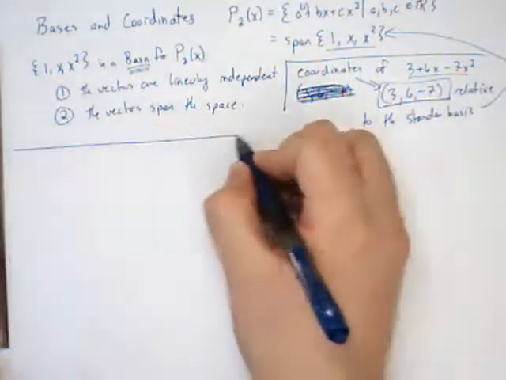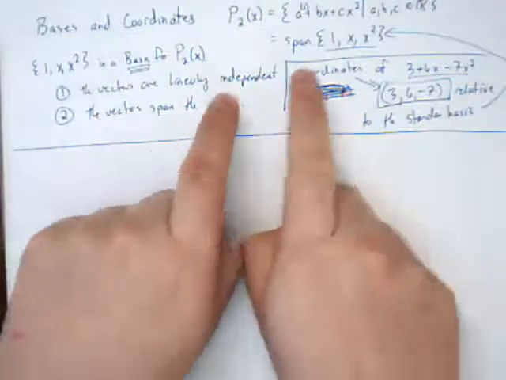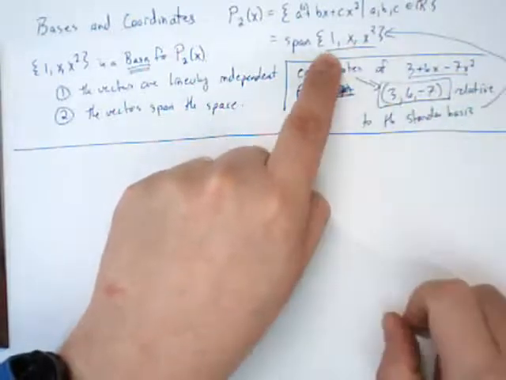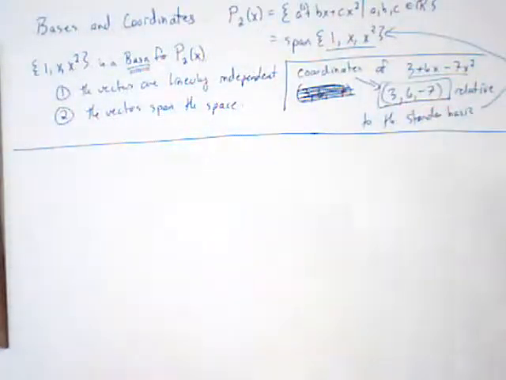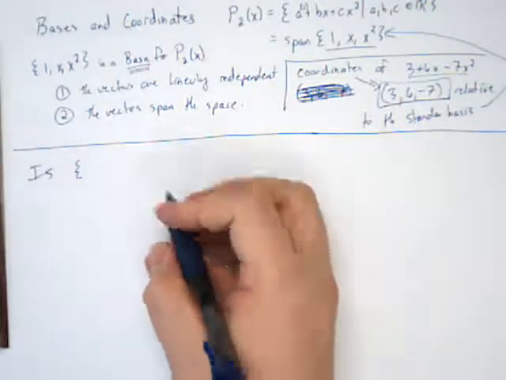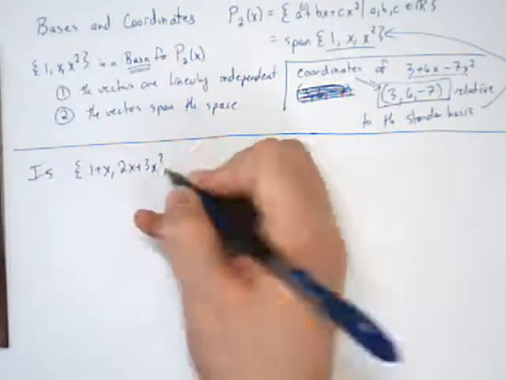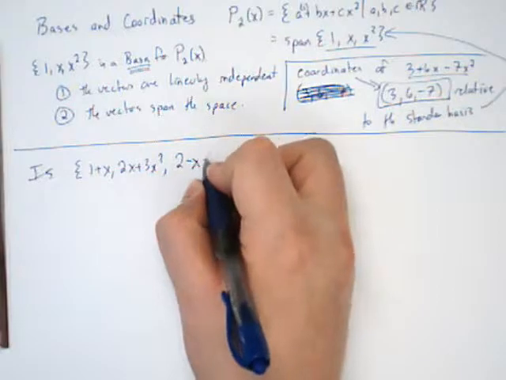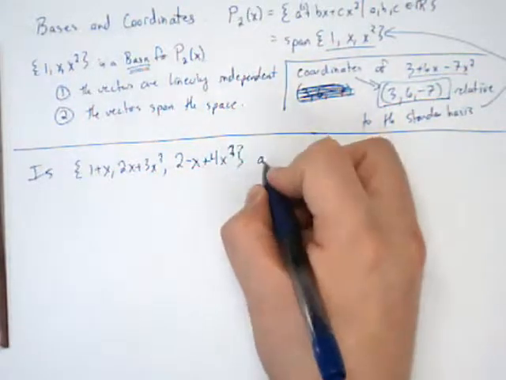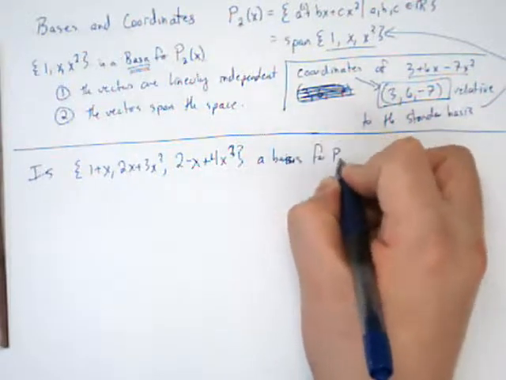So, now that we've got the example of what a basis is, it needs to be linearly independent, span the space, and how do you get coordinates? It's really just the coefficients you have to multiply each of the basis vectors by to obtain your vector. We're going to change the basis. The set here is 1 plus x, 2x plus 3x squared, and 2 minus x plus 4x squared. Is this a basis for P2 of x?